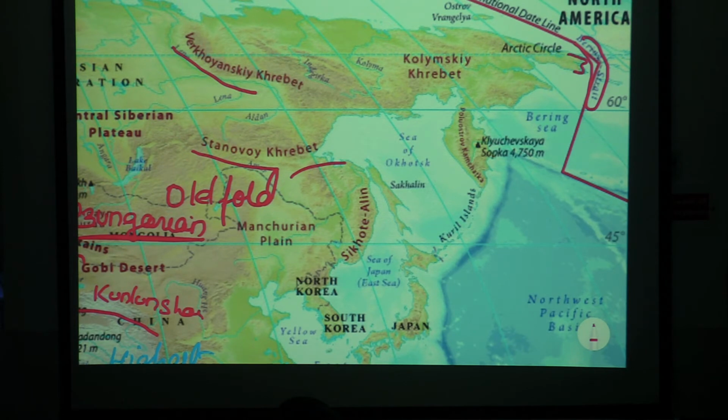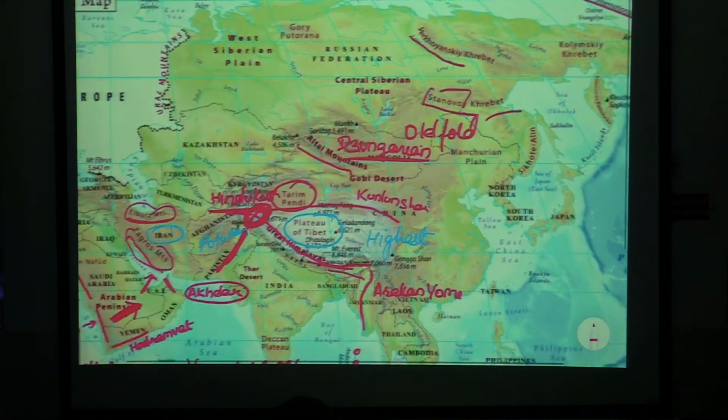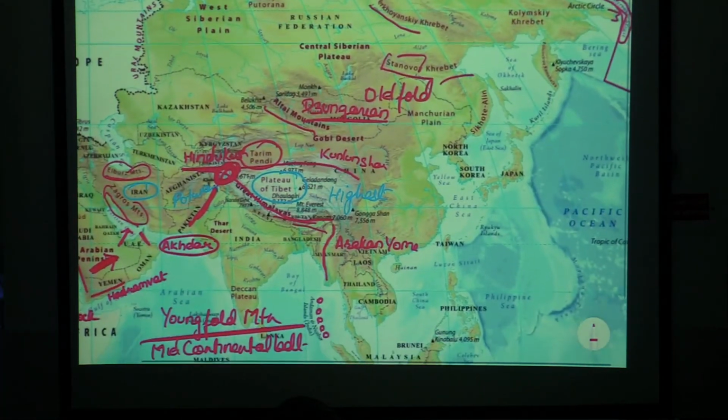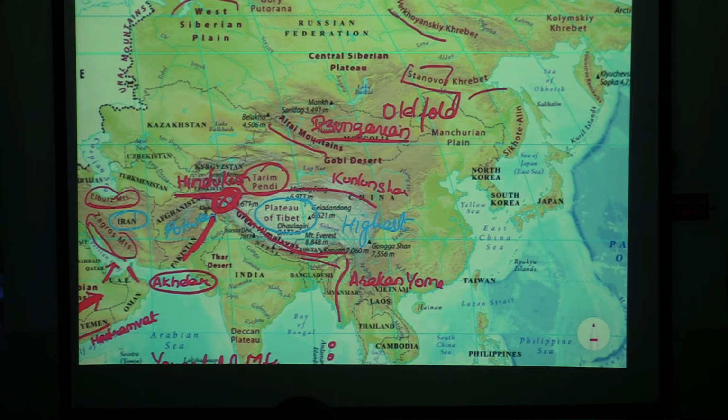All the mountains such as Verkhoyan, Stananov, and the mountains that are seen in the northern part of Mongolia are examples of which type of mountains? They are examples of old fold mountains, and it is with this that we demarcate northern Siberia as West Siberian Plain, Central Siberian Plateau and Eastern Mountains.